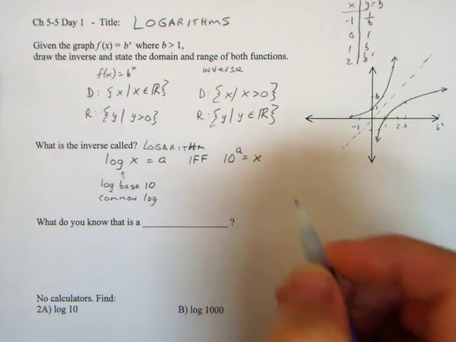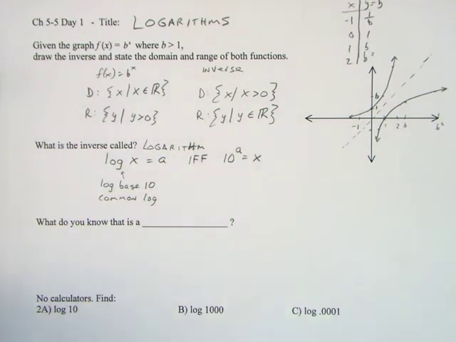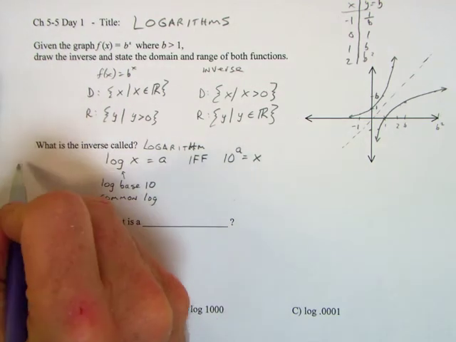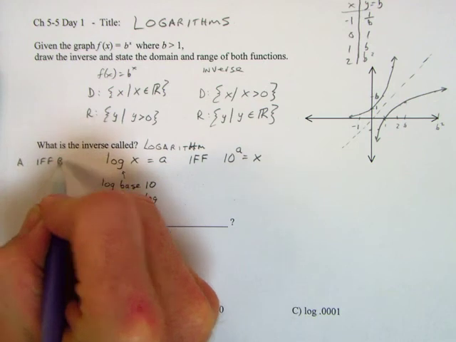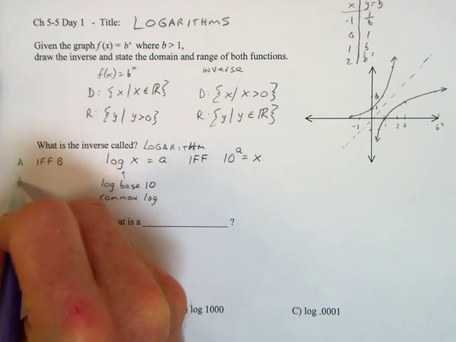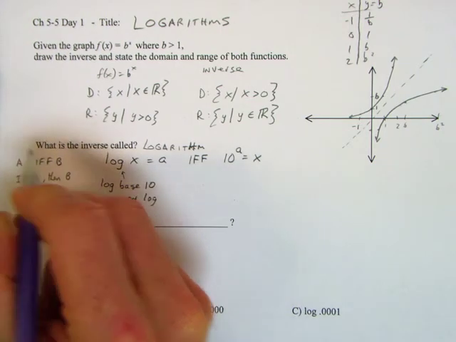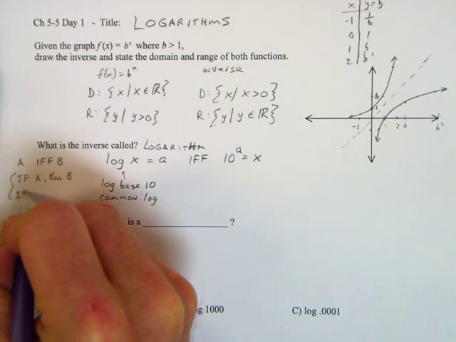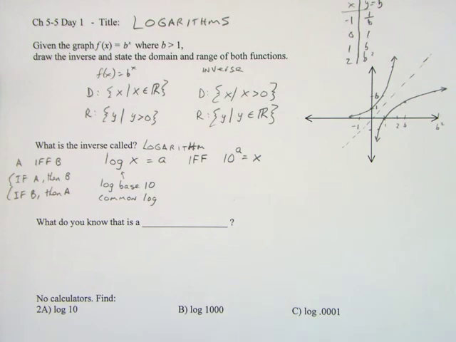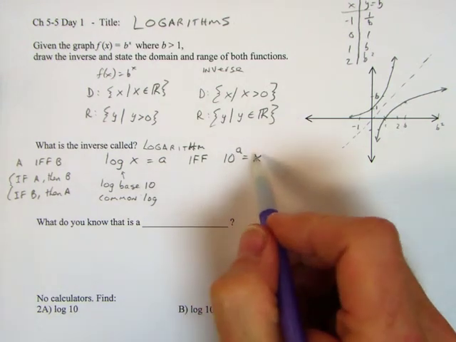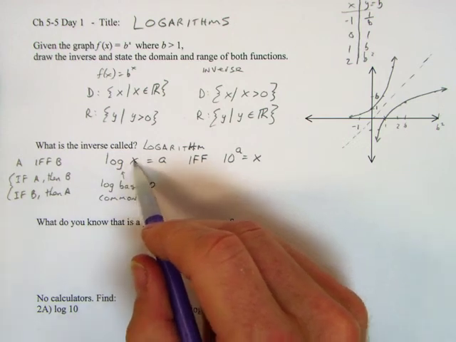Now, what does if and only if mean? We could take a moment to refresh ourselves. If I say a if and only if b, this goes back to geometry. It means if a is true, then b is true. And it also means if b is true, then a is true. So it means you can go both ways. So if I have 10 to the a equals x, I can transform that into log base 10 of x equals a.